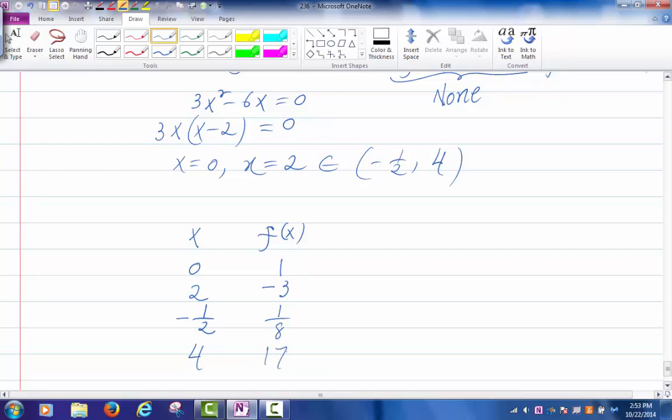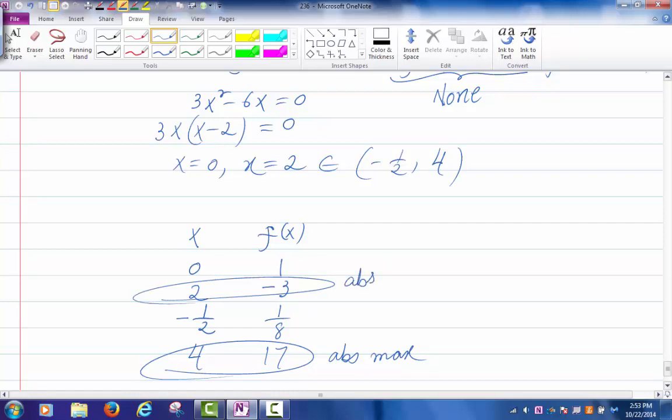So I know that the absolute max and absolute min exist. Both of them exist. And I also know that they can only occur at the critical points or at the end points. So all I have to do from these 4 values is pick out the largest one. That's the absolute maximum. And what's the absolute minimum? That's the absolute minimum. Is everybody okay?